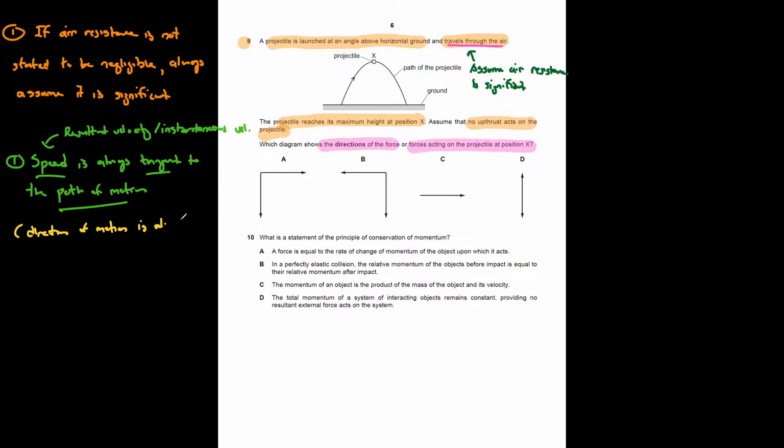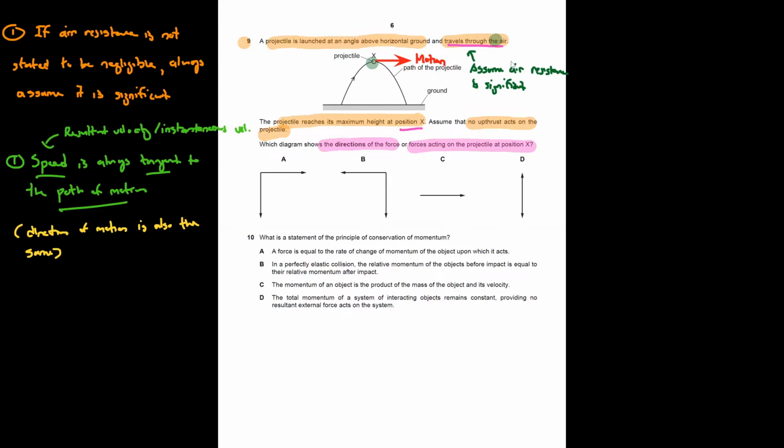Direction of motion is also the same. Okay, let me just write this. Because right now you're talking about considering the forces acting at position X, right? If you're talking about position X, you're already at maximum height. The direction of your motion or the direction of your speed is actually tangent to that path. So it will actually be like this. This one is actually your direction of motion or speed. Okay, they are both interchangeable.